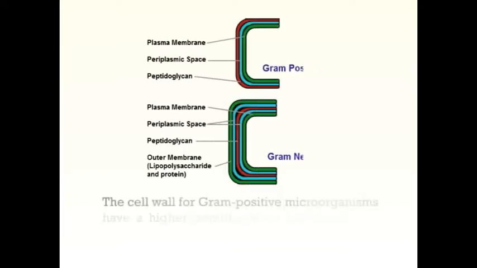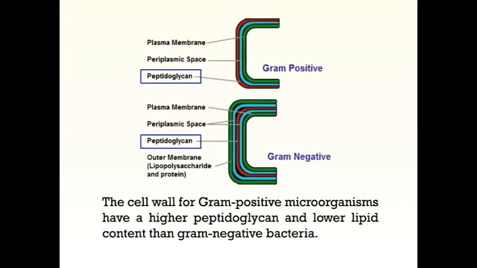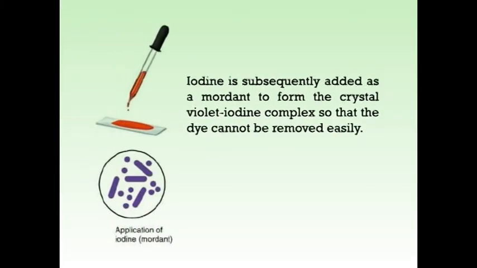Gram staining is based on the ability of the bacterial cell wall to retain the primary stain crystal violet dye during alcohol treatment. The cell wall of gram-positive microorganisms has a higher peptidoglycan and lower lipid content as compared to the gram-negative bacteria. Iodine is subsequently added as the mordant to form the crystal violet iodine complex so that the dye cannot be removed easily. This step fixes the dye to the cell wall.